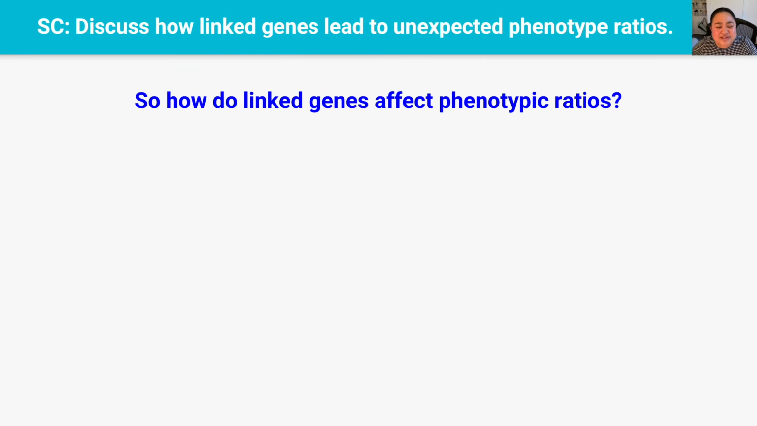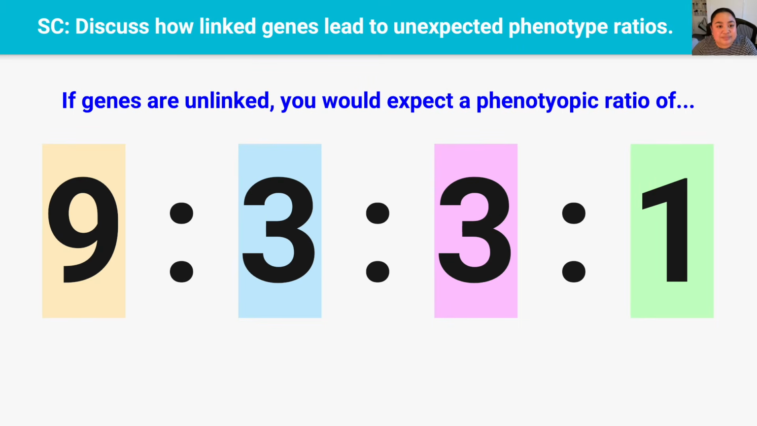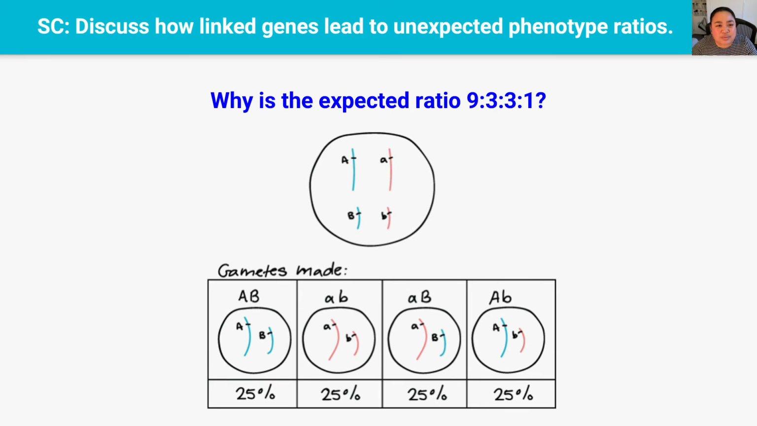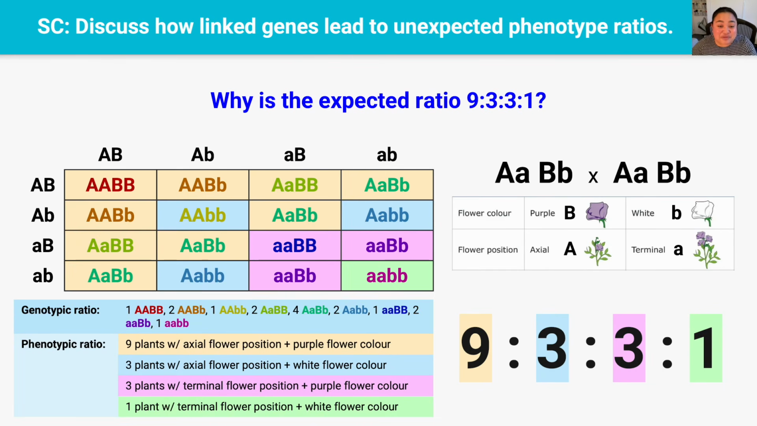So how do linked genes affect phenotypic ratios? If genes are unlinked, you would expect a phenotypic ratio of 9:3:3:1. But why do we expect this 9:3:3:1 ratio? In a dihybrid cross, if the two genes are on different chromosomes, then alleles sort independently. Each parent produces 4 types of gametes in equal frequency, so 25% for each type of gamete. And the proof is in the 4x4 Punnett square that you complete. You'll see that you get the 9:3:3:1 ratio.